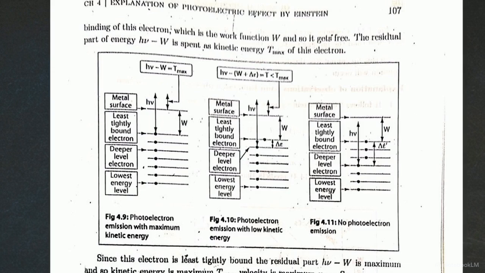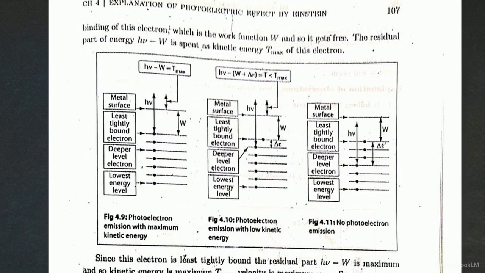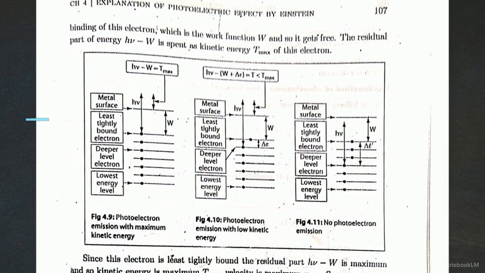Every metal has a specific binding energy that traps electrons in its atomic lattice. The minimum energy required to rip the most loosely bound electron away from the surface is called the work function, represented by the Greek letter phi, or a capital W.